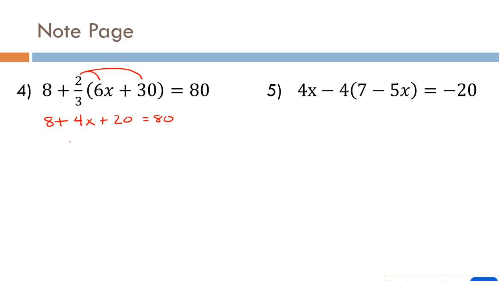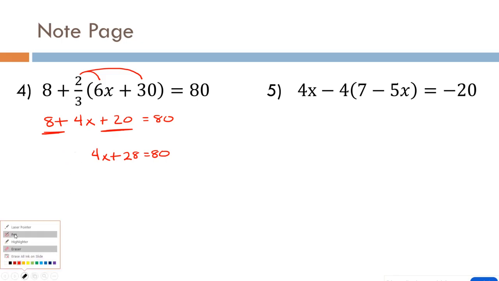Now, the second step was to combine like terms. What I do see on the left side, again, we're not crossing the equal sign yet, but on the left side, I see I have two constants, an 8 and a 20. We can combine those. So now I have 4x plus, and 20 plus 8 is 28, equals 80. So now my equation looks like that: 4x plus 28 equals 80.